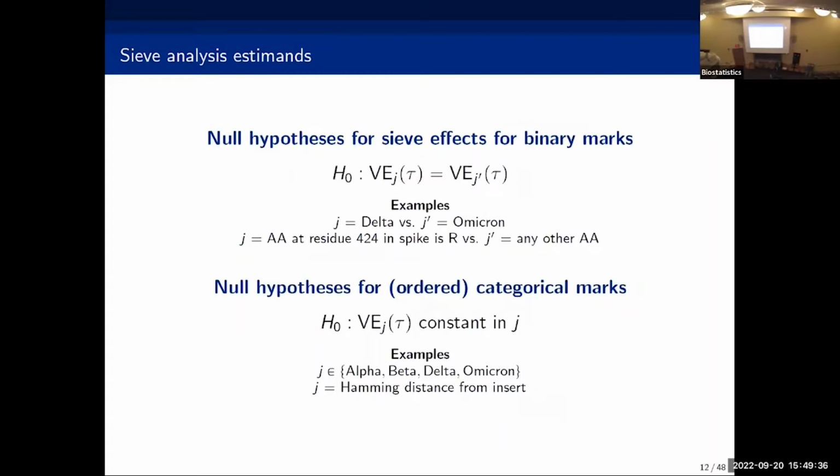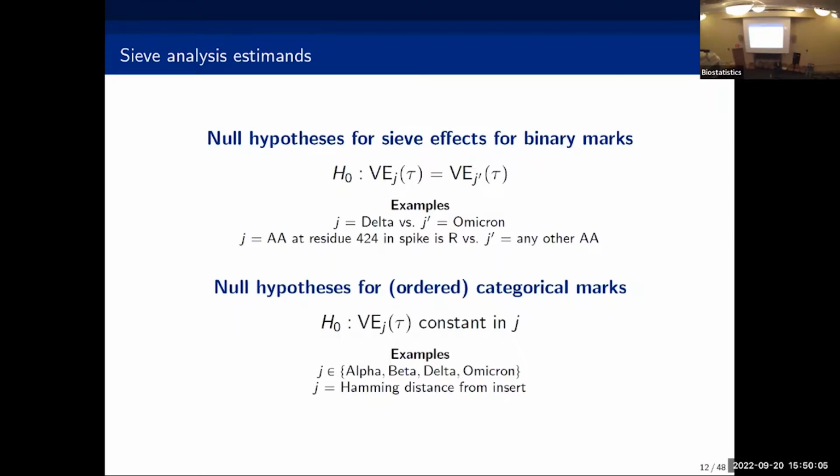So if we want to test for the presence of Sieve effects, we can set that up in a number of ways. And one of the big questions we have when we do this type of analysis is, what are the strains that we're considering? I think we're all very used to talking about now Delta versus Omicron. And certainly we can set up Sieve analyses that look at that. So is the VE against Delta the same as VE against Omicron? Lots of papers written answering that question over the past few years.